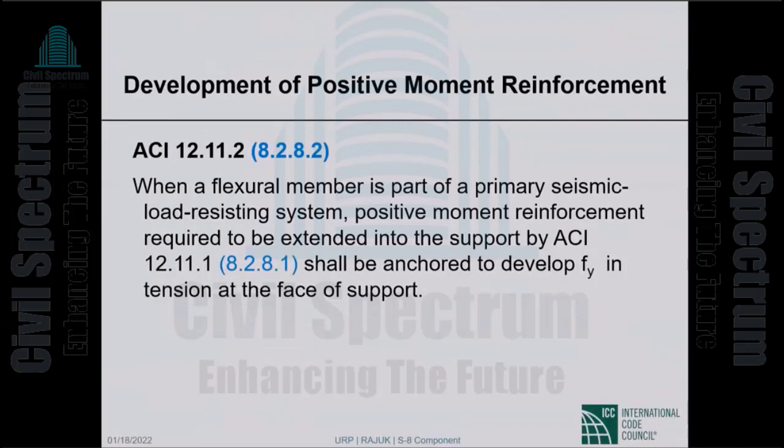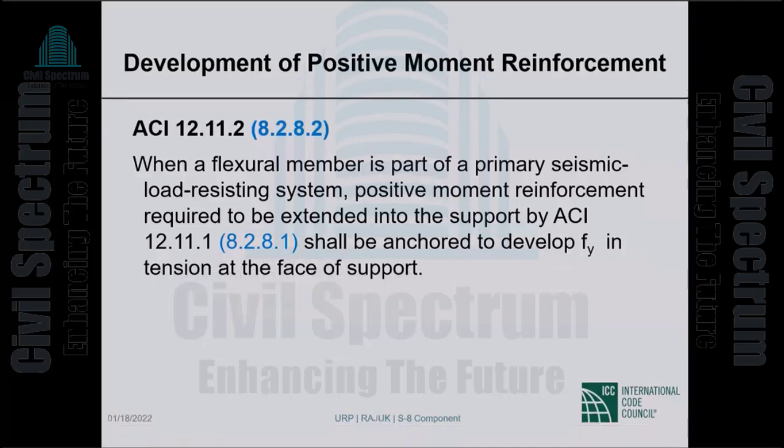When a flexural member is part of a primary seismic force resisting system, positive moment reinforcement required to be extended into the support shall be anchored to develop F sub y in tension at the face of the support. This is a whole lot better. So this should require continuity. Okay? So the 6-inch extension now is not going to do. This is extremely, extremely important for you to note.